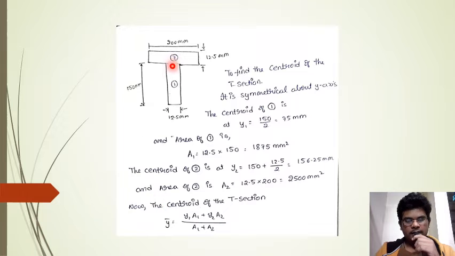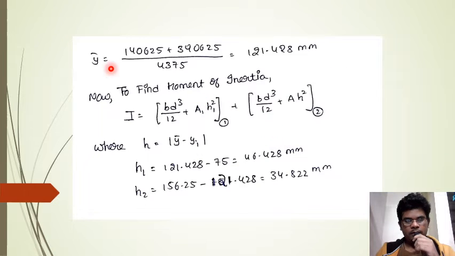Now for the centroid of this T section we will use the formula, that is y bar, the centroid of the T section, equals y1 a1 plus y2 a2 by a1 plus a2, where y1 is the centroid of the first part and a1 is the area of the first part, and y2 is the centroid of the second part and a2 is the area of the second part. Now, when we substitute the values we will get the centroid of the T section as 121.428 mm.